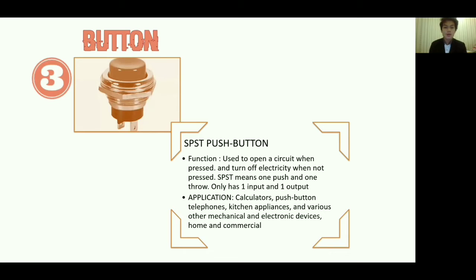Okay, this is the button, SPST push button. What is the function of the SPST push button? The function is to close a circuit when pressed and turn off electricity when not pressed. SPST means single pole, single throw, with only one input and one output. Applications: push button calculators, push button telephones, other mechanical and electronic devices, and commercial use.